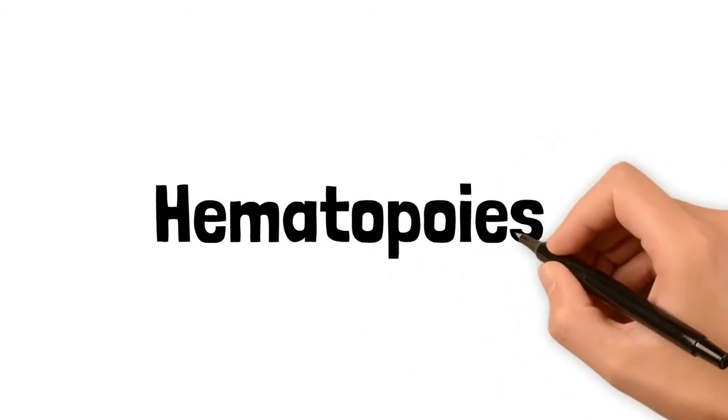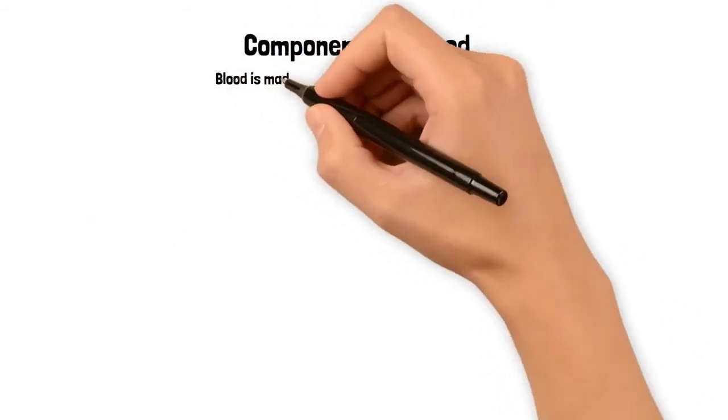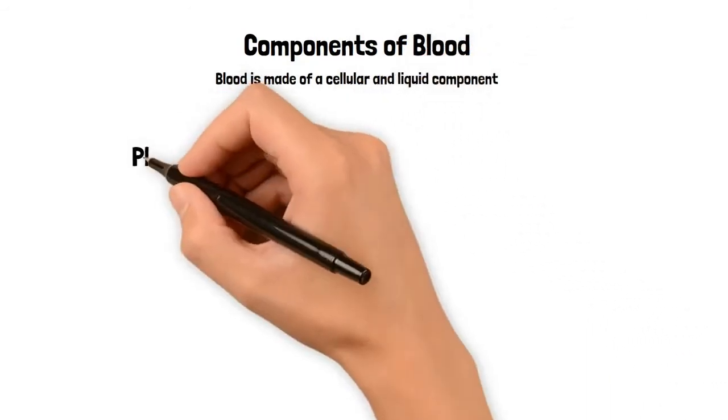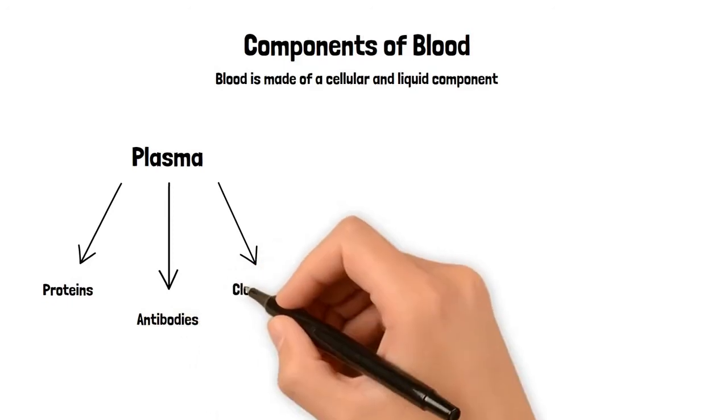This video is on hematopoiesis. Hematopoiesis is the pathway of formation for the cellular elements in the vascular system. Blood is made of both a cellular and a liquid component. The liquid component of blood is plasma, which contains proteins, antibodies, and clotting factors.